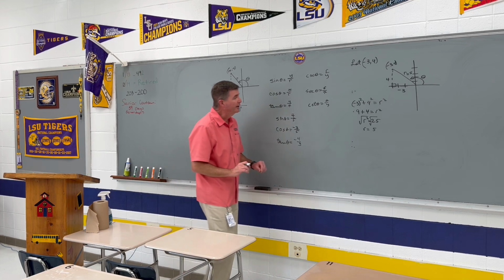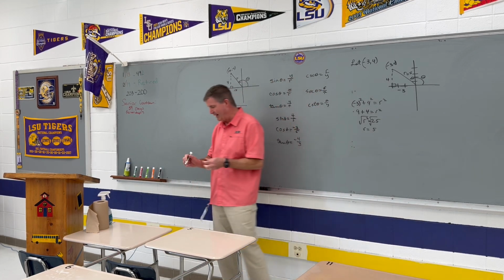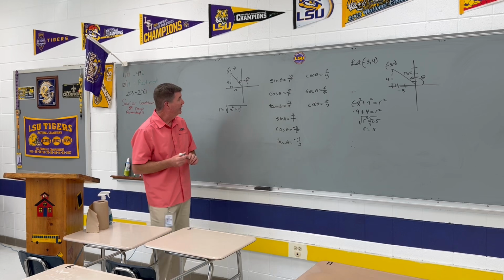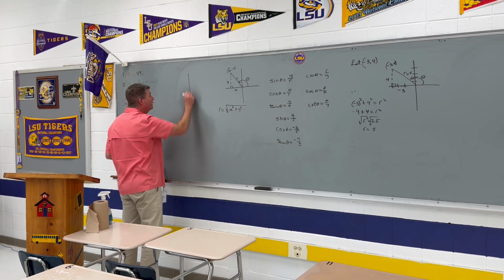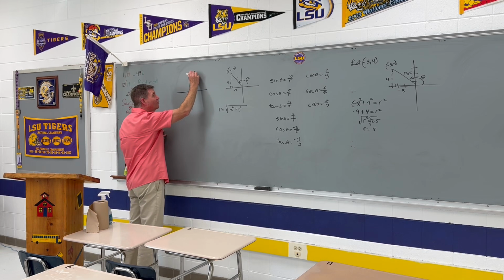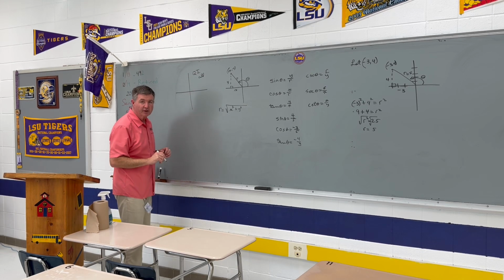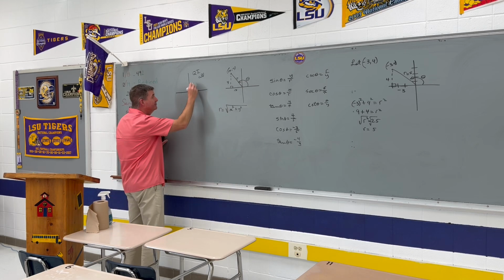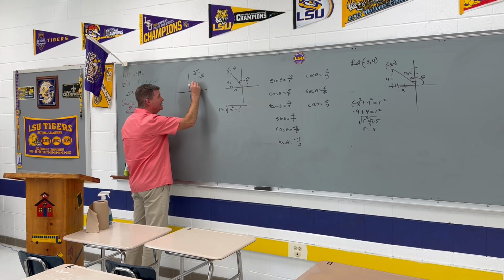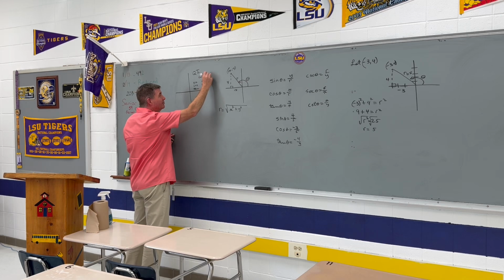We can figure out in which quadrants the functions are positive by drawing a coordinate plane and looking at it. In quadrant 1, all 6 trig functions are positive: the sine, the cosine, the tangent, the cosecant, the secant, and the cotangent. All are positive.